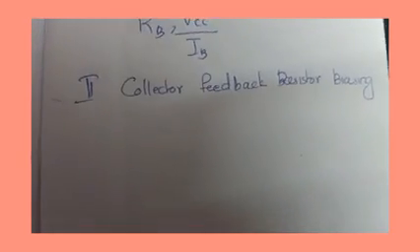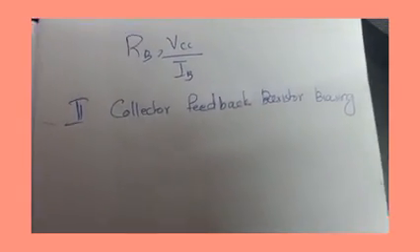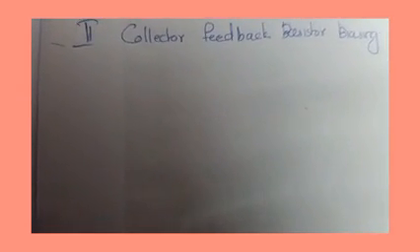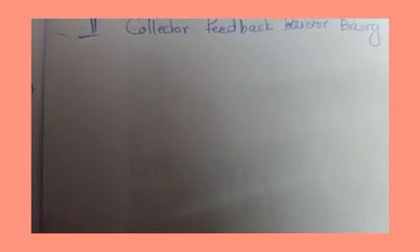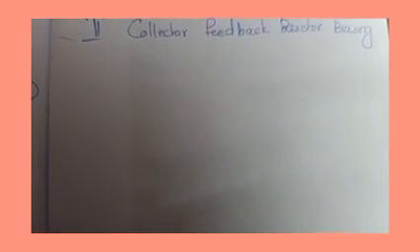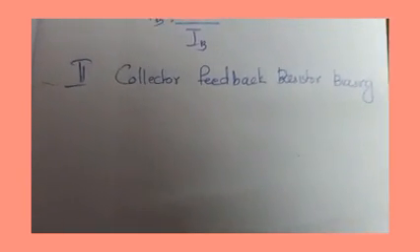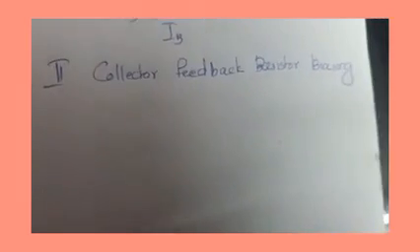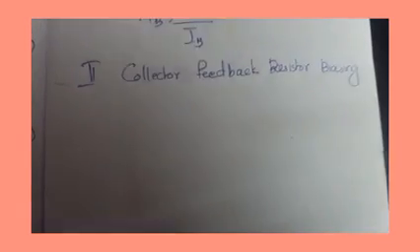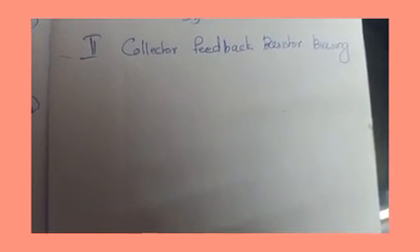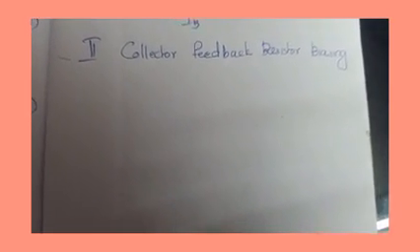The second biasing circuit is the collector feedback resistor biasing. One of the ways to improve the biasability is to obtain the base bias voltage from the collector of the transistor instead of from the collector supply voltage. In fixed bias, we are taking the base current from the supply voltage VCC. Here in this collector feedback resistor biasing, we are taking the base current from the collector resistance.